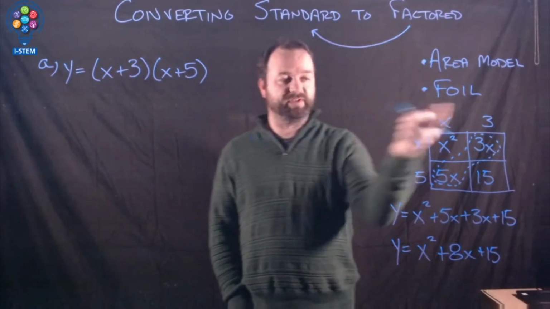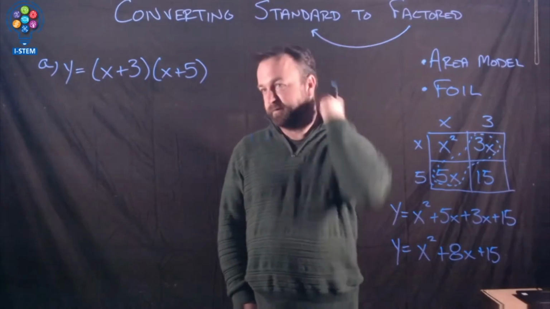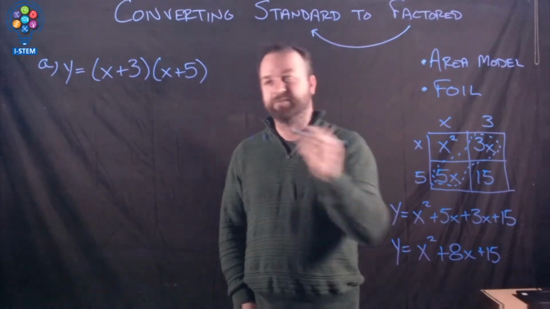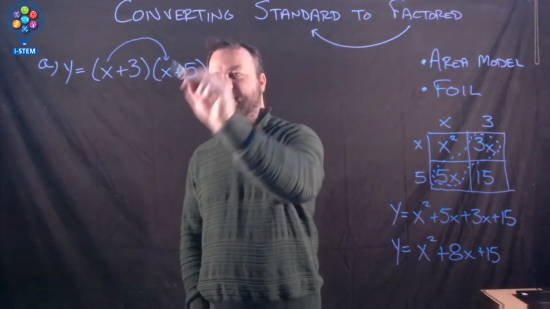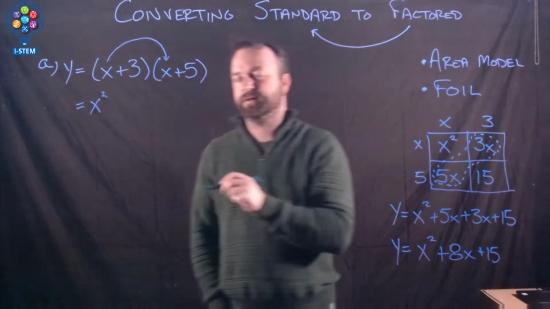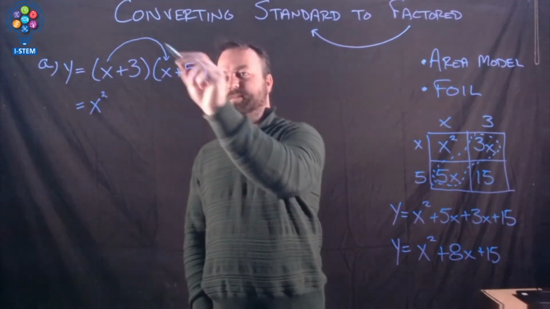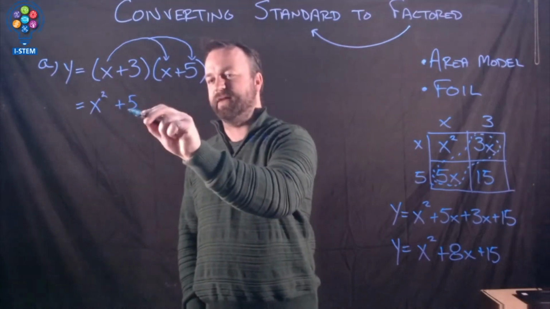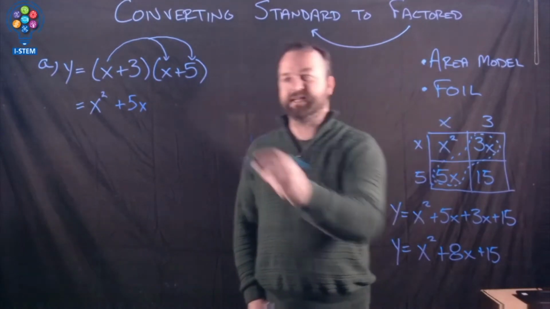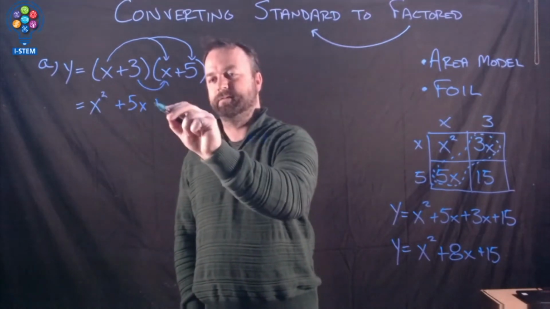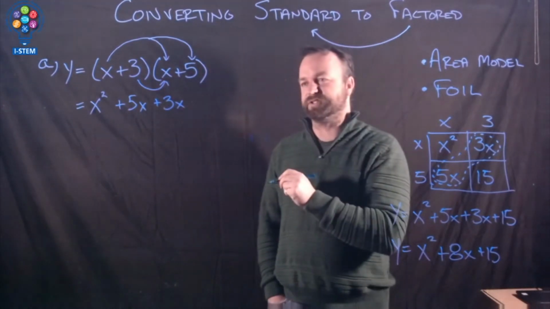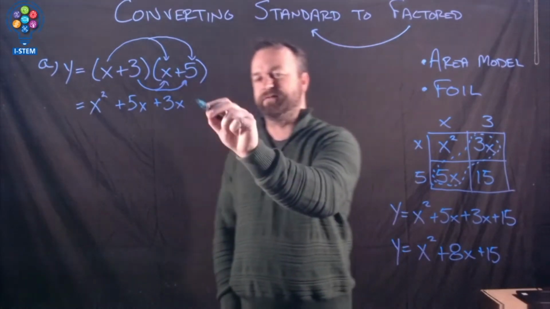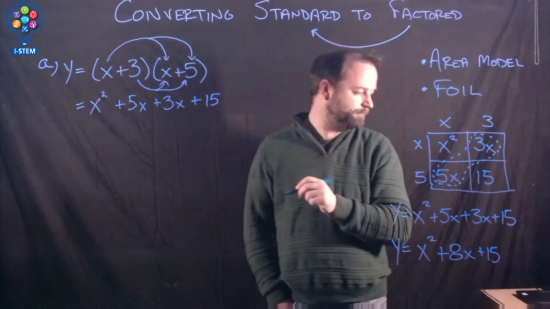But then we got a little bit more sophisticated. We're using FOIL. FOIL is just a device to help us remember the order to multiply in. The F stands for first, so we multiply the first two terms together, and we get x squared. Then we would multiply the outside terms together, so x times 5 is 5x. I stands for the inside terms, so we have 3 times x, which is 3x. And then L stands for the last two terms. 3 times 5 is 15.